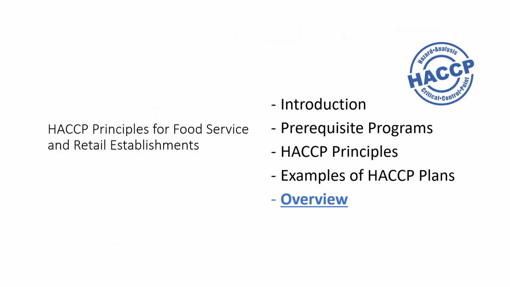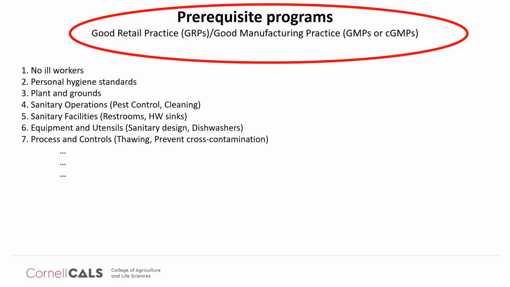With this, we covered all of the material. To finish, let's do a quick overview of what we looked into during this session. We looked at the most important prerequisite programs, including good retail practices and good manufacturing practices that represent the necessary base to build an effective HACCP on top.